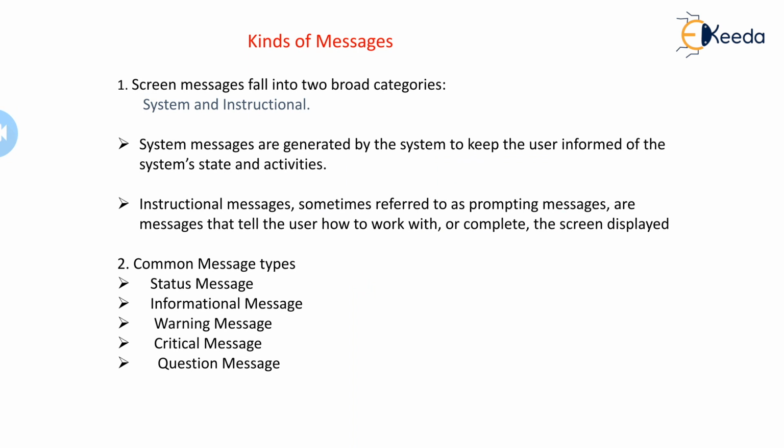System messages are generated by the system to keep the user informed of the system state and the activity. They are customarily presented within message boxes. They reflect the system state as it exists at the moment. Instructional messages, sometimes referred to as prompting messages, tell the user how to work with or complete the screen which is displayed.